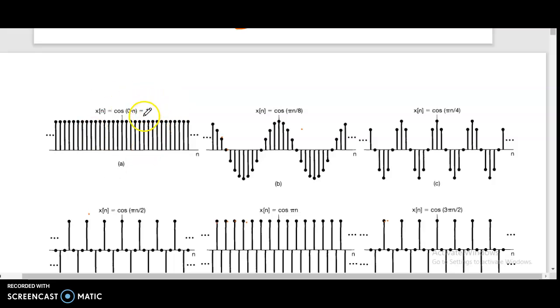In this figure A, the signal is periodic. In this figure B, the signal is periodic. Here, C is not periodic.